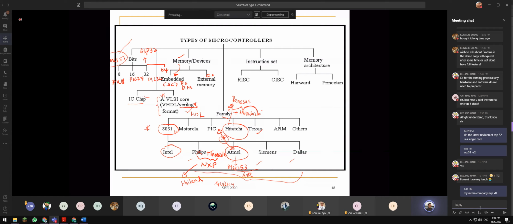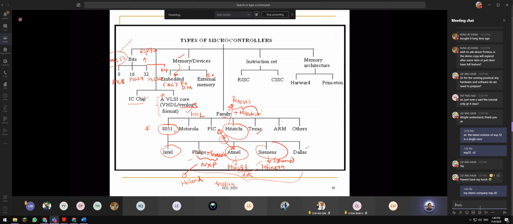And we also got Siemens. Siemens is a German company. Those days, my Siemens handphone was very popular. Siemens was already renamed, also bought over, and they named it Infineon. It's a German company.